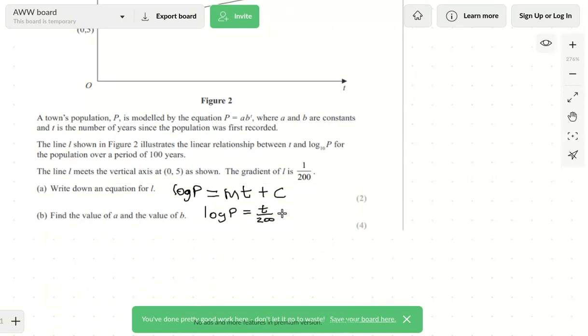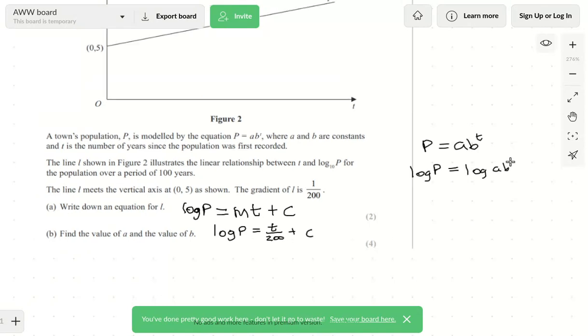Now, how does this tie in to finding the value of a and b? Well, if we go back to this equation, take log base 10 of both sides, we get log p equals log of a, b to the t. So I can say that log p equals log a plus log b to the t, and therefore log p equals log a plus t log b.